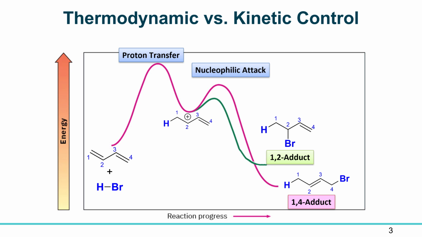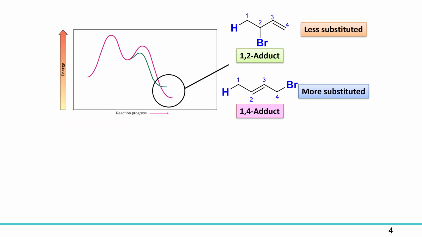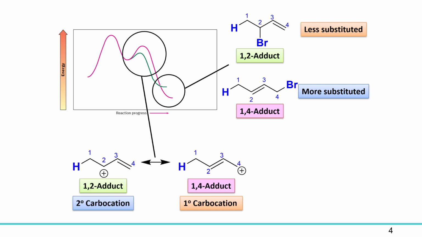So there are two main differences here: the stability of the product and the activation energy of the nucleophilic attack. Focusing on the product energy, we see that the 1,4 adduct is lower energy than the 1,2 adduct because the resulting alkene is more substituted, being disubstituted. While focusing on the activation energy, the 1,2 addition occurs more rapidly with a lower activation energy due to a proximity effect. After proton transfer occurs at carbon 1, the bromide nucleophile is much closer to the carbocation at carbon 2 compared to carbon 4. This facilitates the nucleophilic attack.